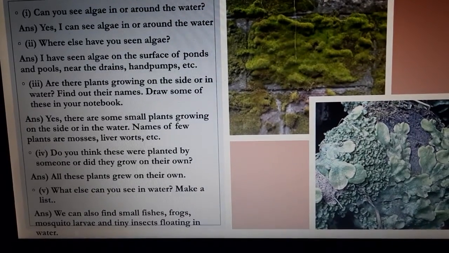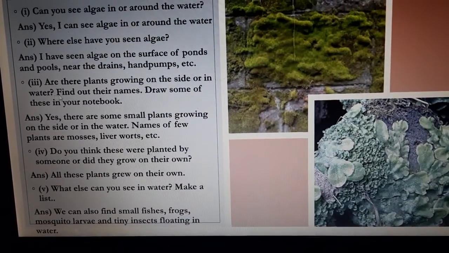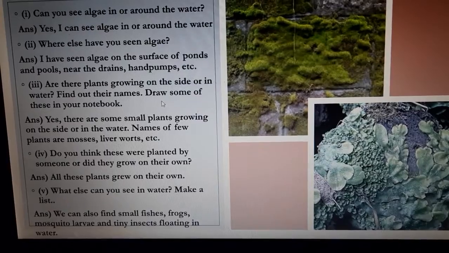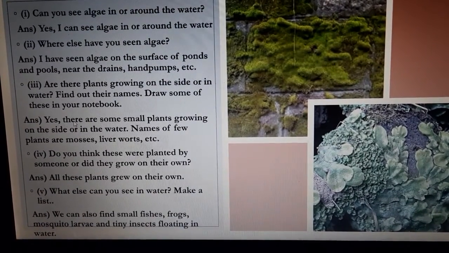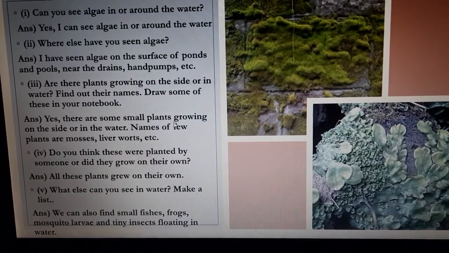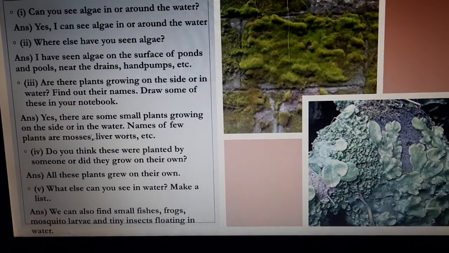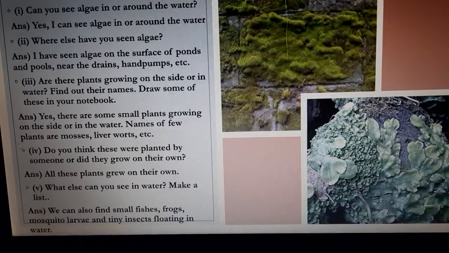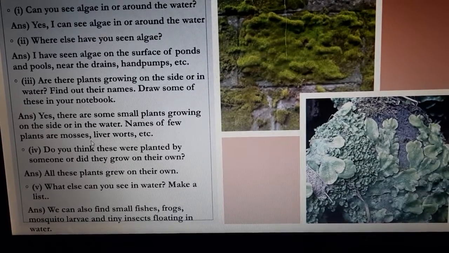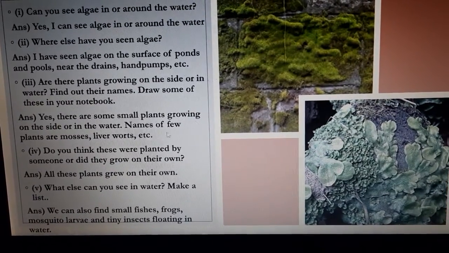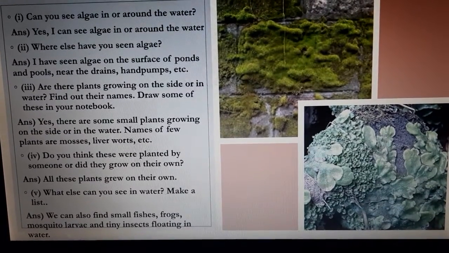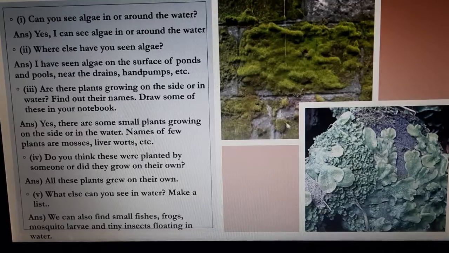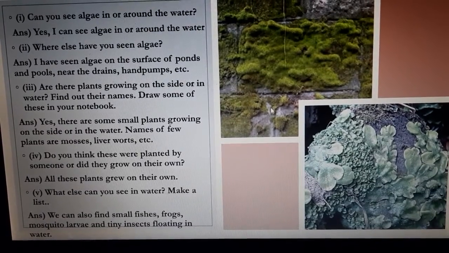Are there plants growing on the side or in water? Find out their names. Draw some of these in your notebook. Yes, there are some small plants growing on the side or in the water. Names of few plants are mosses, liverworts, etc. So, moss looks something like this. This is moss, and these are the liverworts. So, like this, you can draw in your notebook as well.